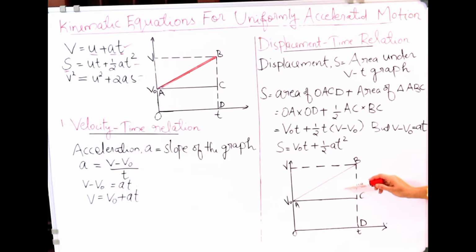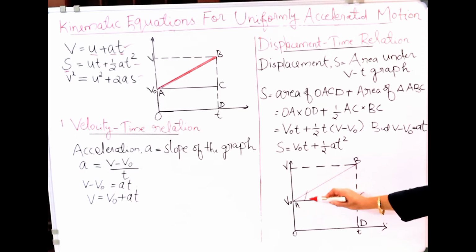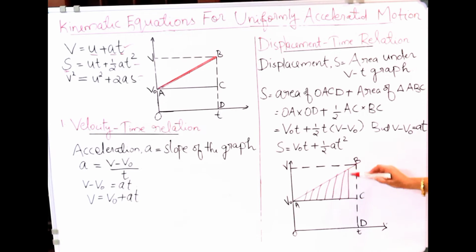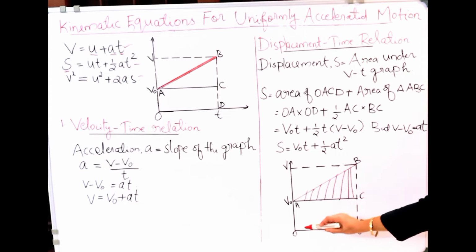Is there any way to find displacement? Yes, we have studied in the case of velocity time graph, the area under the graph will give the displacement. Right. So which area will we get here, the area below the graph. Here we have this area, this is a triangle, right? And what about the below side? Here we have a rectangle, isn't it?